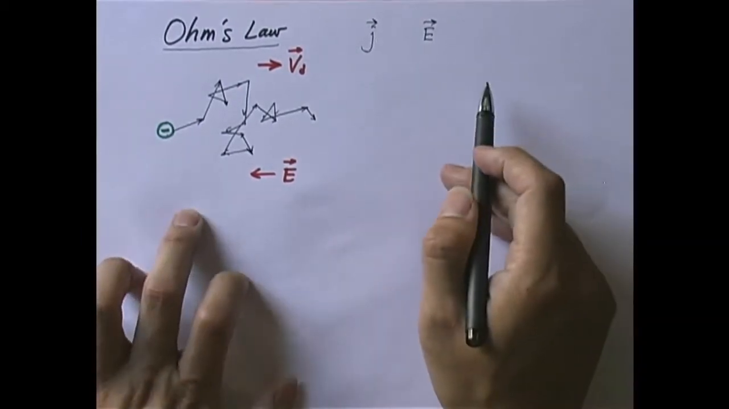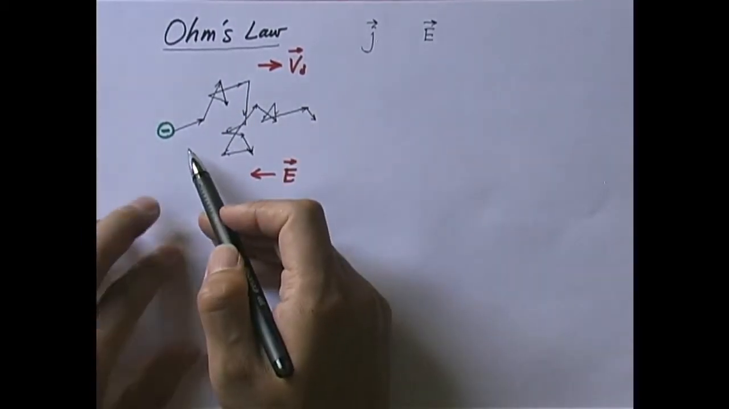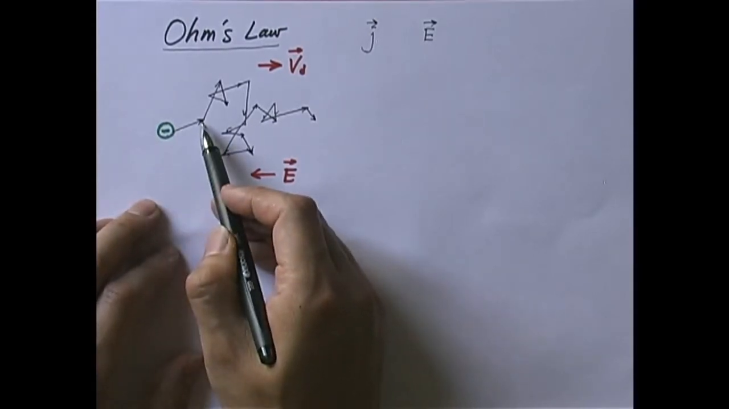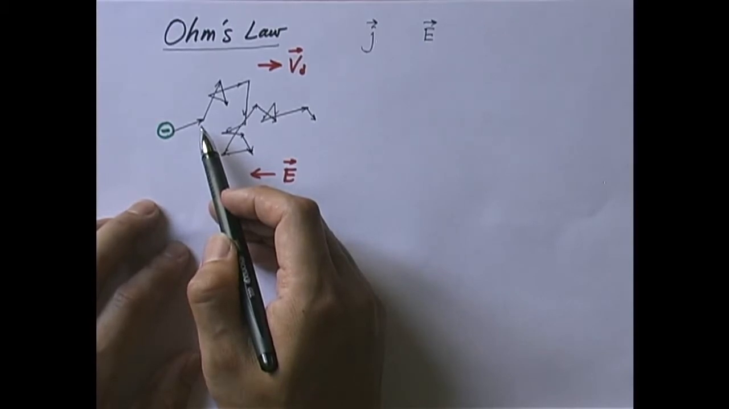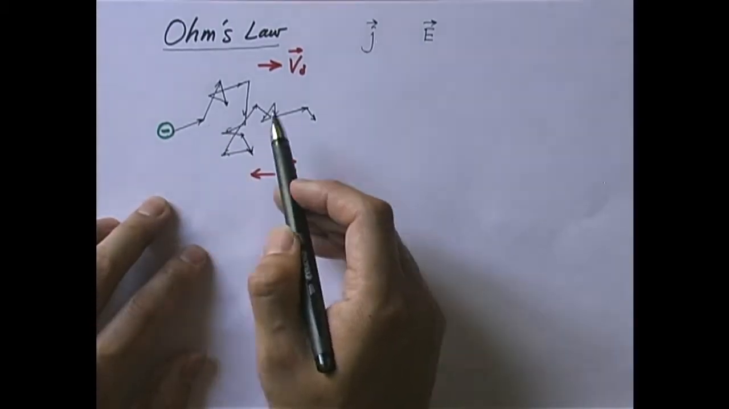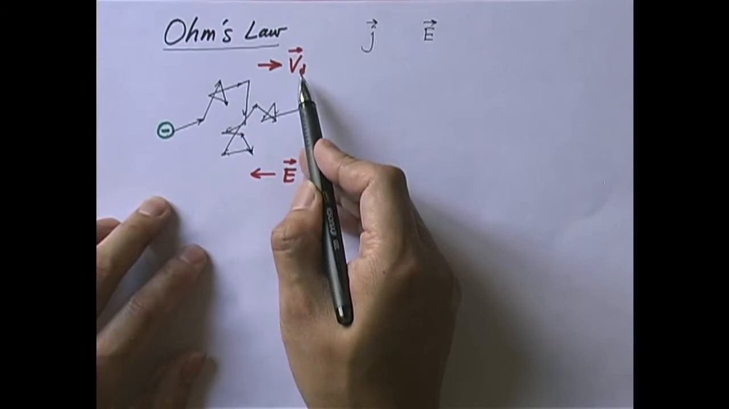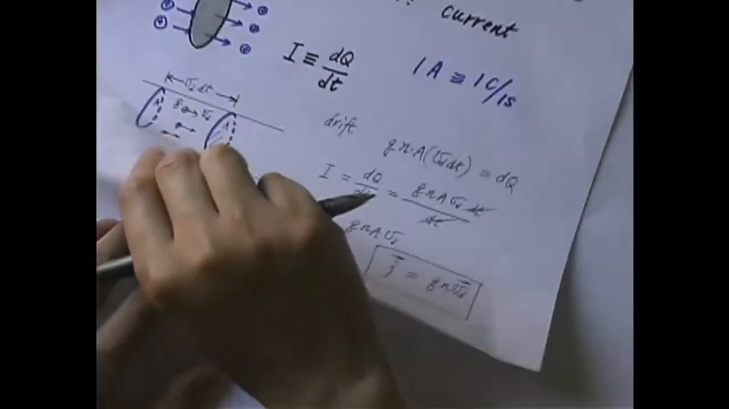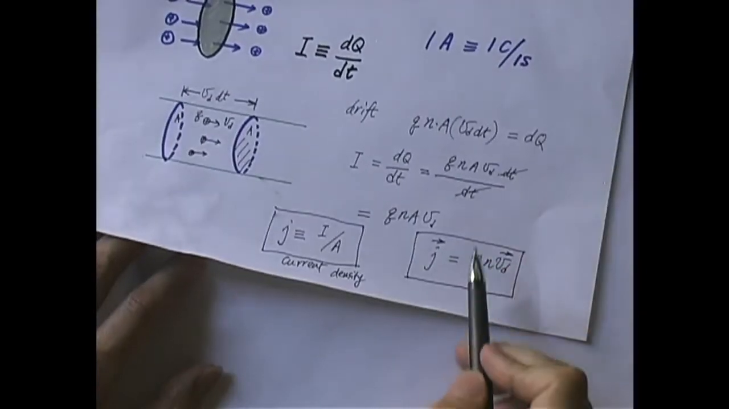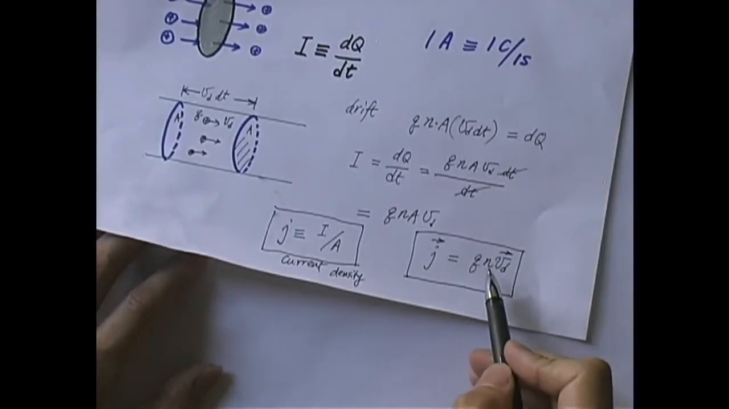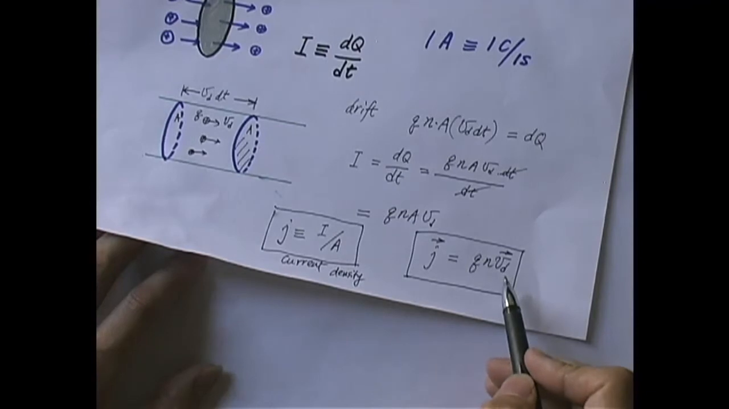Now, let's look at a typical segment between here and there. I don't care about the random motion because it doesn't produce any electrical current. I'm interested in the drift velocity. In order to find J, I need to find drift velocity. I need to find Q, which is E in our case, and Vd. All right, I need to find Vd.